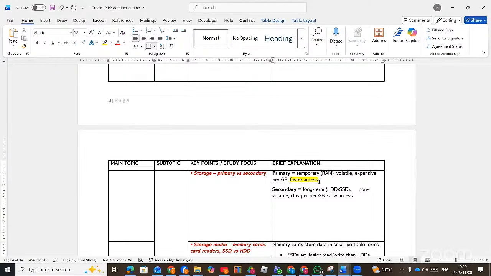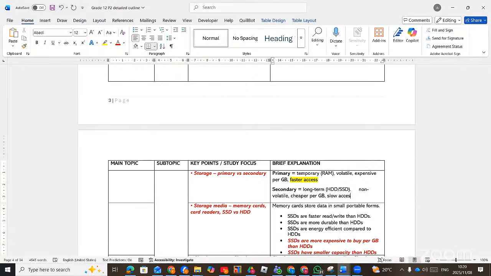We must avoid writing one word answers in theory. Otherwise, you are going to lose marks. We don't put one word answers, you will not get the mark. So you can't just say faster or cheaper, no.